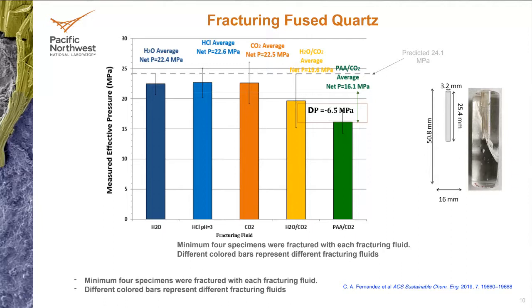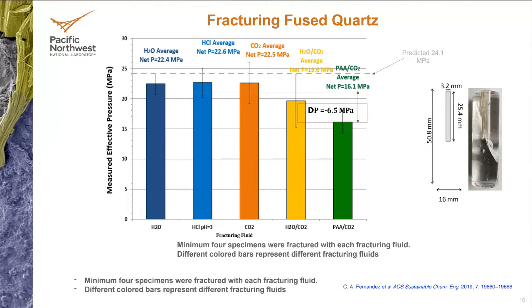When we fracture with water, and these are triplicates, the values of the overpressure, the effective pressure at which the material will fracture, so this is the pressure above the confining fluid pressure needed to fracture, were in the order of 22 to 23 megapascal.